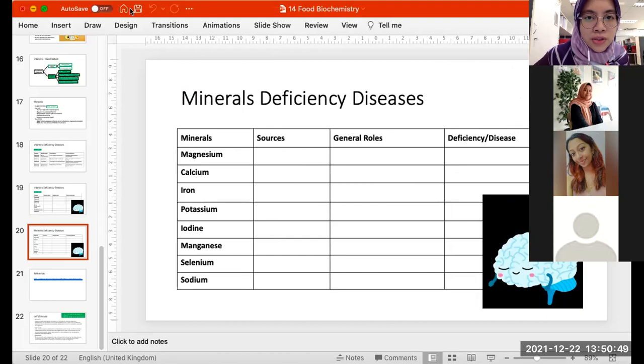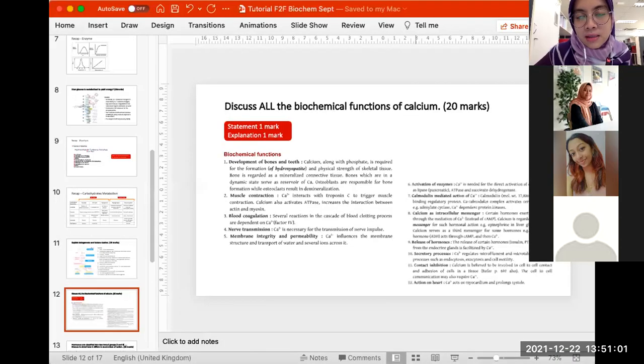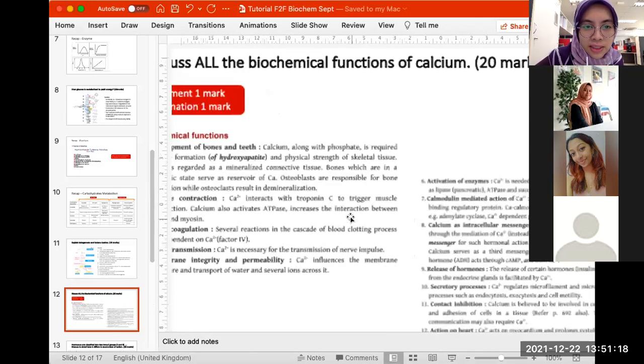Okay, so it's usually 1 mark for the statement, then 1 mark for the explanation, depending on how many marks are allocated. If it's 25 marks, then 19 marks on the content. So maybe you can divide, but try to give as many statements as possible, as many different points as possible. And make sure you explain the statement. Just like this one.